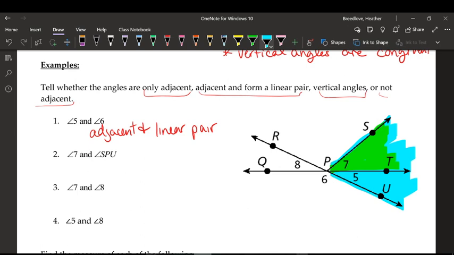All right, so then only adjacent? No. Adjacent and linear pair? No. Are they vertical angles? No. No. So they have to be not adjacent. That's the only option, right? Not adjacent.